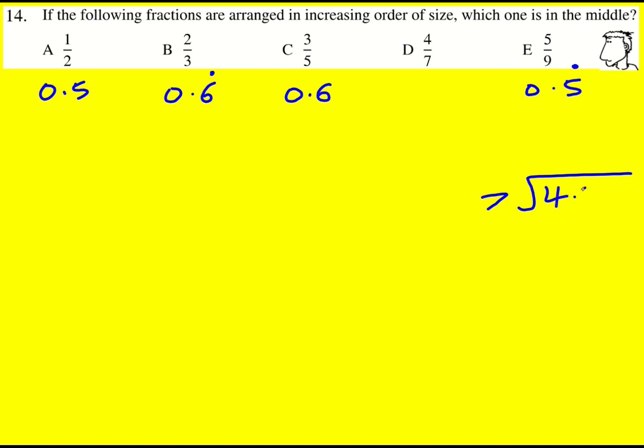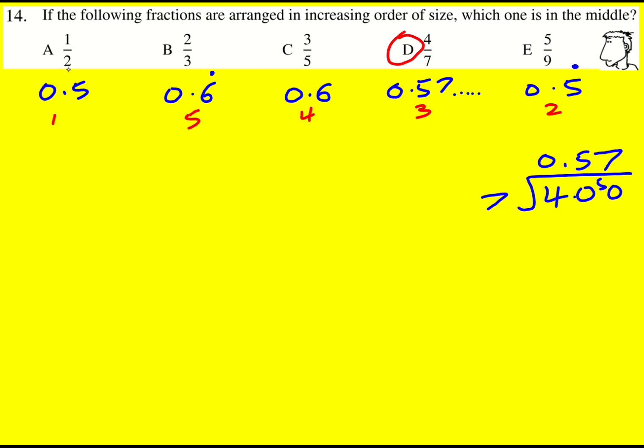7s into 4 goes 0.5. So I can probably already tell which one's going to be the middle. No, not quite. 5, remainder 5. 7s into 50 goes 7. So actually that's going to be enough. It's going to be 0.57, some other stuff, which means the smallest is here, followed by 0.5 recurring. Therefore, it's actually going to be 4 over 7 that's the middle one.